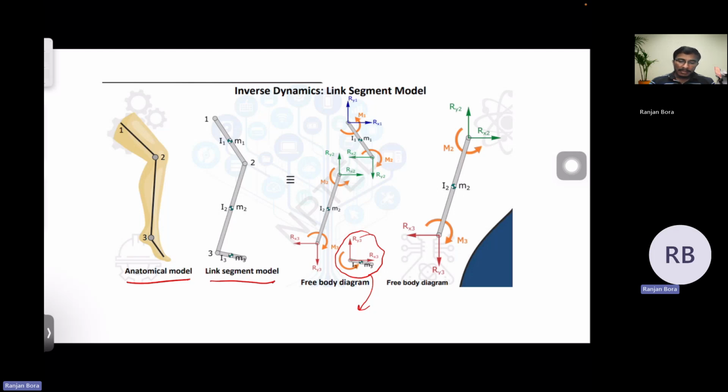And in the next step, we can use this reaction force data for solving the reaction force at the knee joint using the free body diagram for link number 2. And similarly, we can do this inverse approach for finding the reaction forces at the hip joint by drawing the free body diagram for the link number 1. Okay. So this was the inverse dynamics method for solving different problems to estimate the joint reaction force and moments.